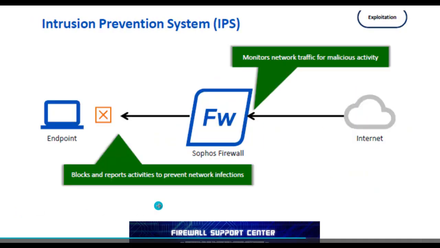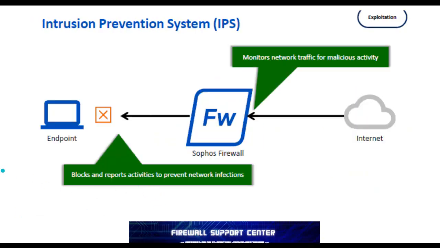Vulnerabilities and exploit kits can be protected against using intrusion prevention systems. IPS monitors network traffic as it passes through the firewall for malicious activity. It logs the activity and attempts to block and prevent the infection, and then reports the activity. Please note that intrusion prevention is not designed to replace applying software patches to fix bugs and security vulnerabilities.